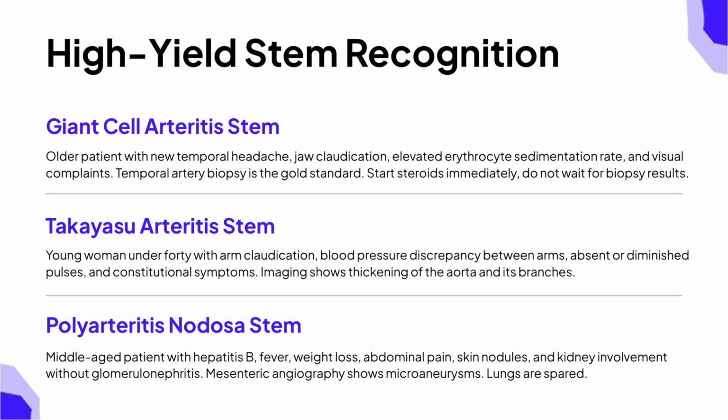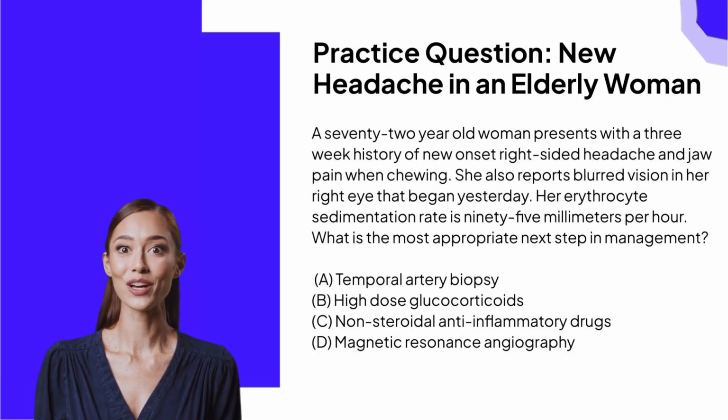For polyarteritis nodosa, look for a middle-aged patient with hepatitis B, fever, weight loss, abdominal pain, skin nodules, and kidney involvement that is not glomerulonephritis. Mesenteric angiography showing microaneurysms is the classic diagnostic finding, and the lungs are characteristically spared. Remember, lung sparing is what separates polyarteritis nodosa from the small vessel vasculitides. Here is our first practice question.